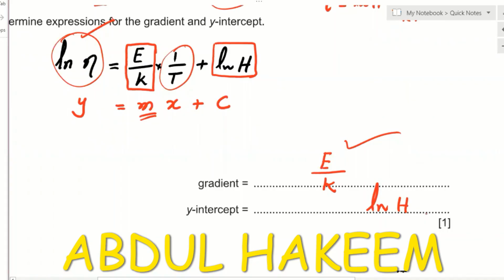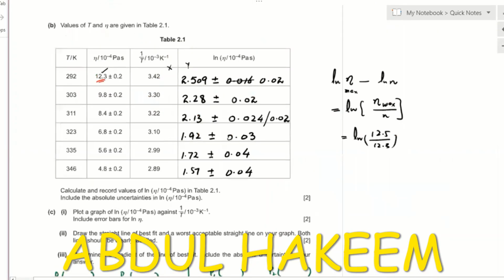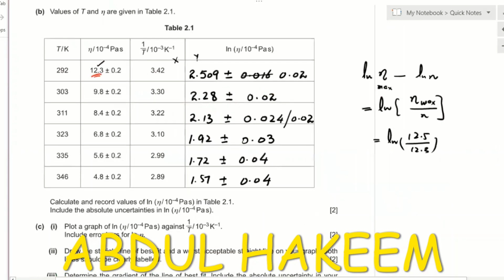So in all question number 2 of paper 5, we have to rearrange the equation and separate the gradient and y-intercept. Similarly, this table is already solved for you. Now the question is: the values of the temperature T and viscosity eta are given. Calculate and record the values of ln eta.